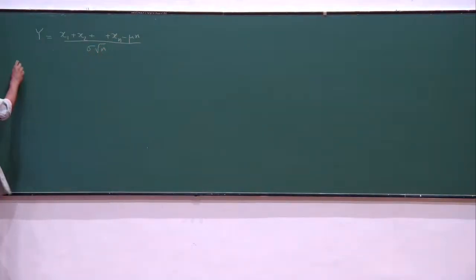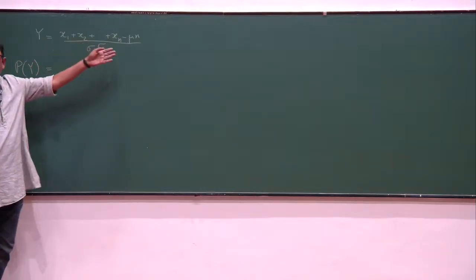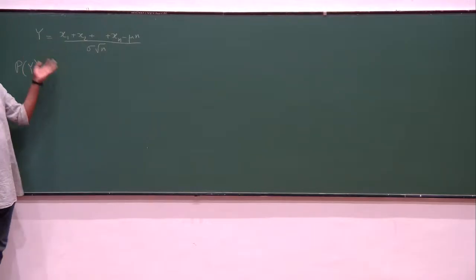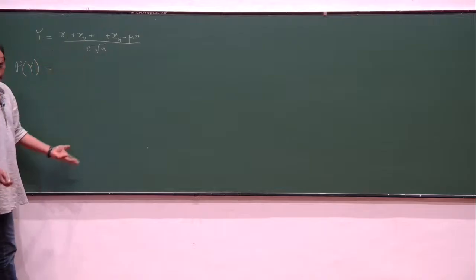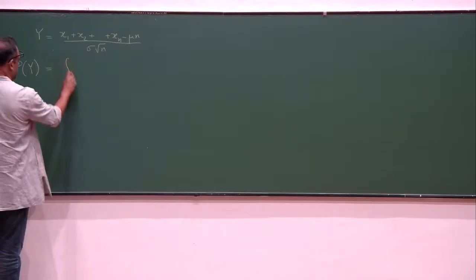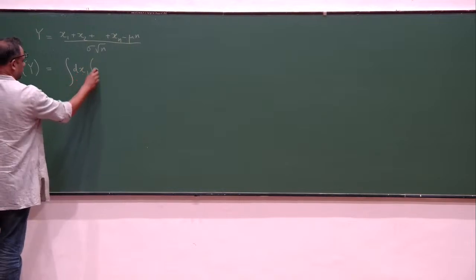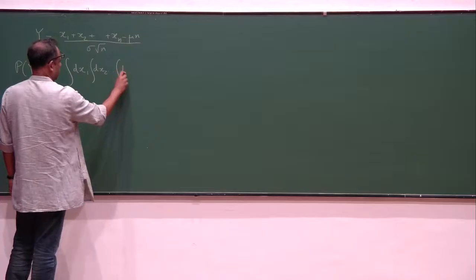And I want to ask what is P of y. So, whenever you have some quantity which is a function of many random variables and you want to compute its probability, you just have to sum over all the realizations which lead to y, and that is the answer. Okay. So, which means I do integral over dx1, dx2, dxn.